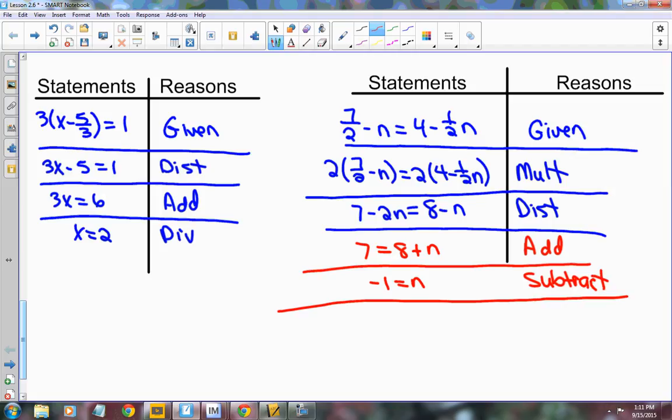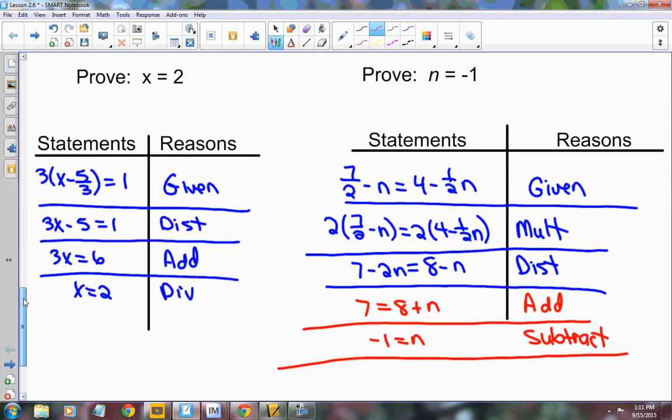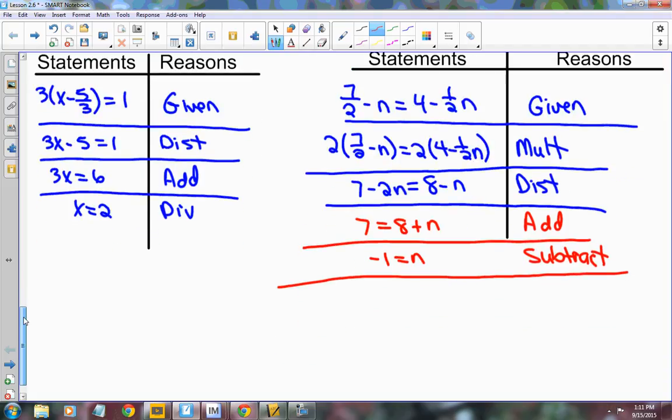Now, remember, I want my final step to say n equals negative 1. So, I can flip-flop that. What's that called when I do that? That's the symmetric property. And so that's an alternate way it could have been done. We basically solve the equation. It's just, some people choose to do some things before others.